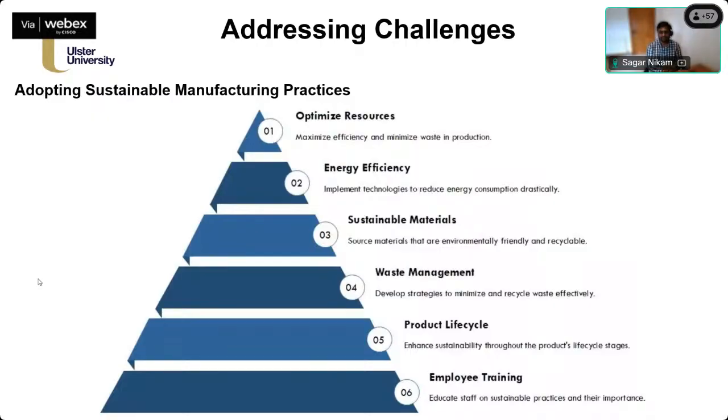Then we talk about sustainable materials, which are environment friendly and recyclable. We talk about waste management, the product life cycle, and training. If you look, one common element is employee training. It comes up in every aspect. So you can see that in every element there is a lack of skills, which smart manufacturing is currently facing.